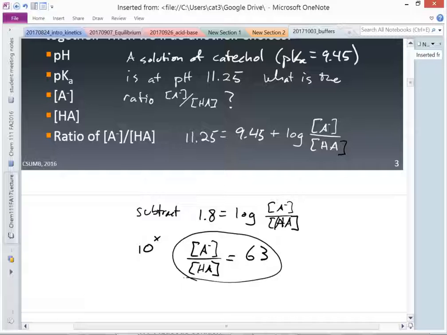Does that make sense? Compare the pH and the pKa. Remember, if the pH equals the pKa, it's 50-50. Are you more acidic or more basic than that from a pH point of view? pH was 11.25. I am more basic than the pKa. So we should have more base. And we do.